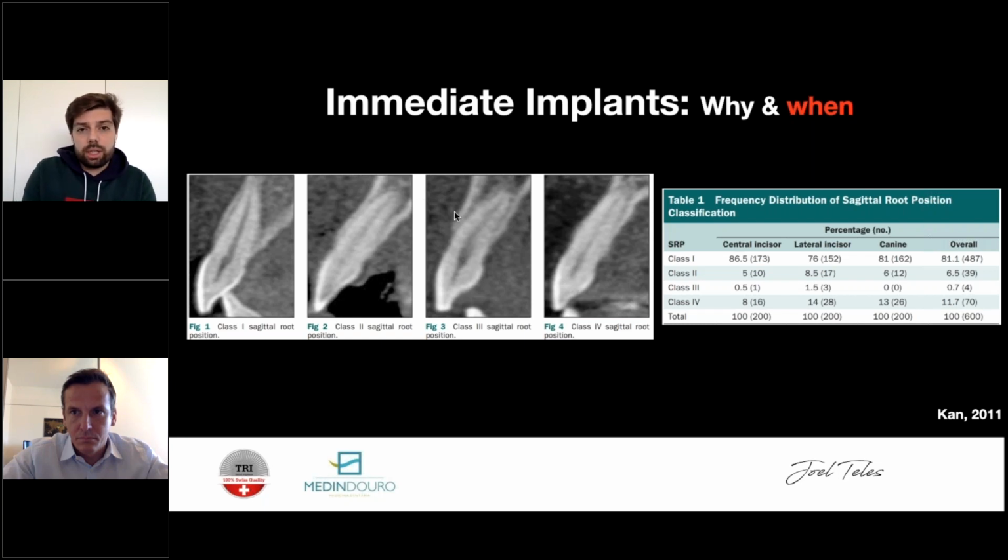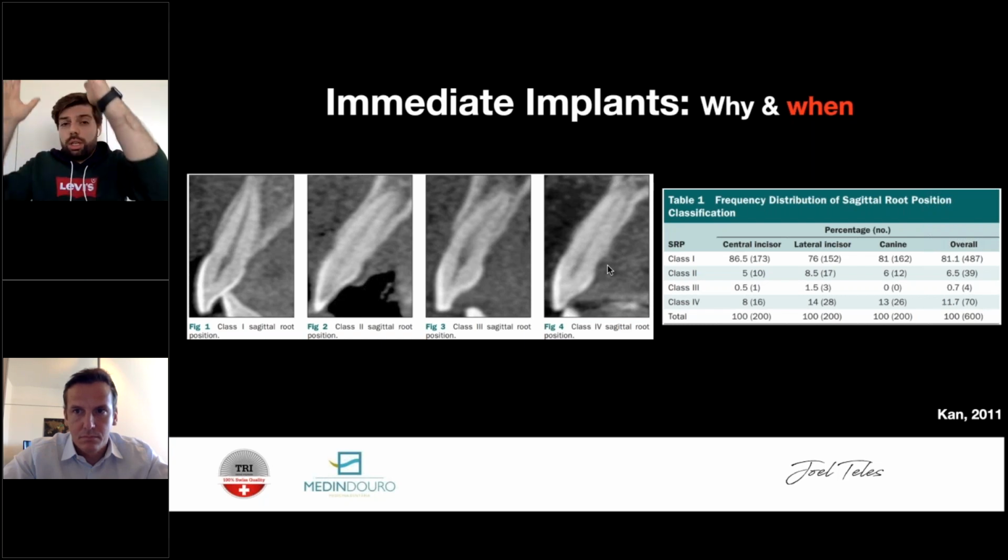Just a reminder that the author says that in class 4, you should not perform an immediate loading because the root is touching both buccal and palatal walls.